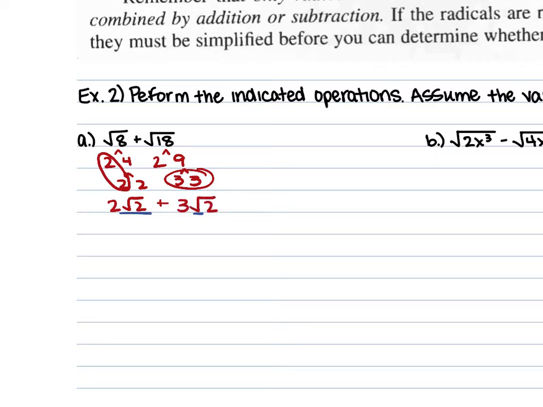Now we see that both of these have the square root of 2 attached to them, so we can combine their terms that are in front. So 2 plus 3 gives us 5. Keep the square root of 2. 5 square root 2 is your answer.